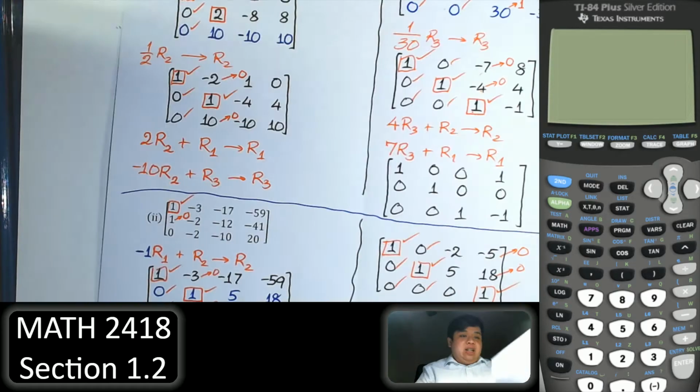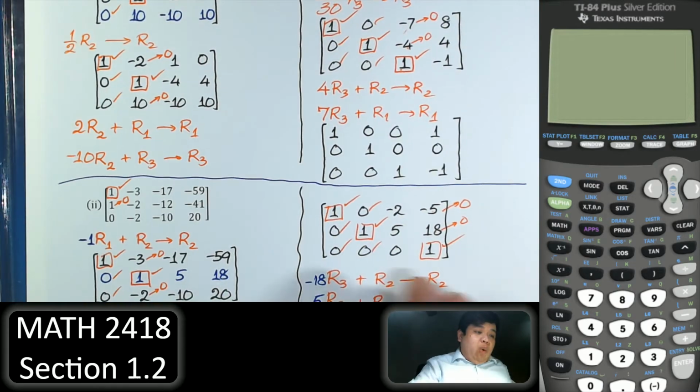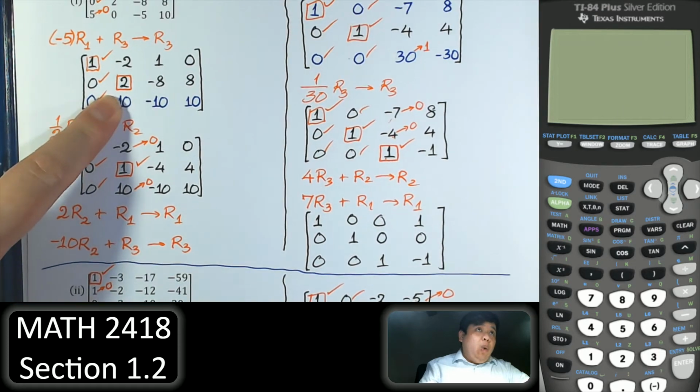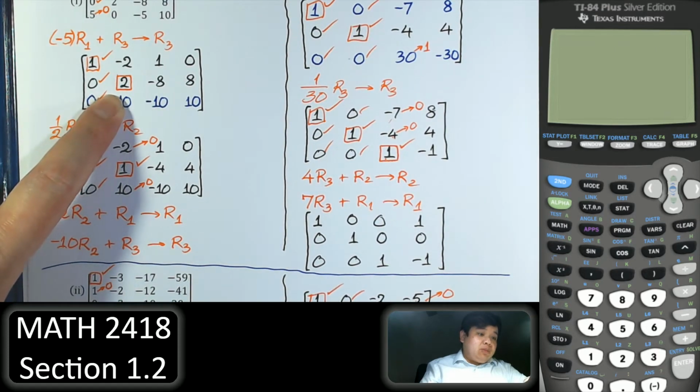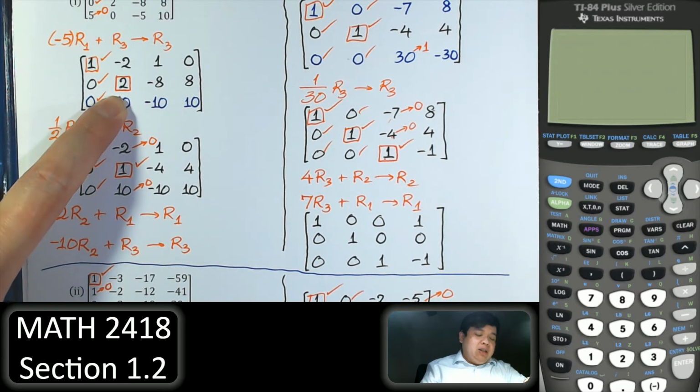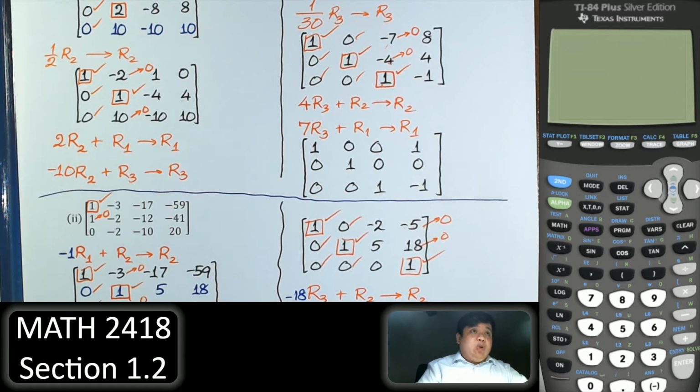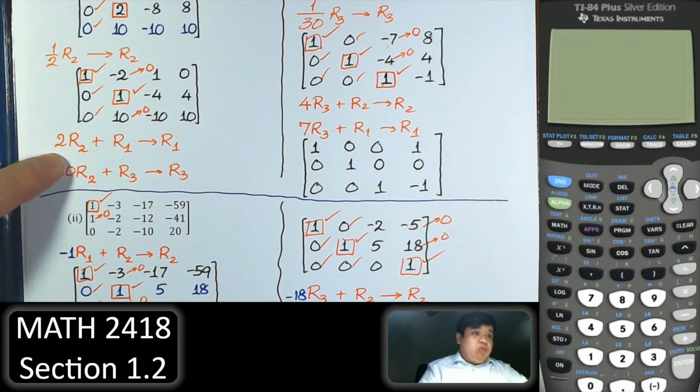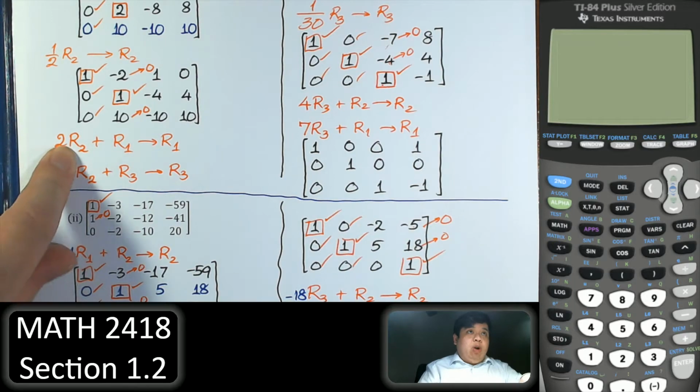Get 1 and turn everything to 0. And if we want to have 1 when the element is not 1, just divide by it. If we want to eliminate, more likely we multiply to a pivot row and eliminate.